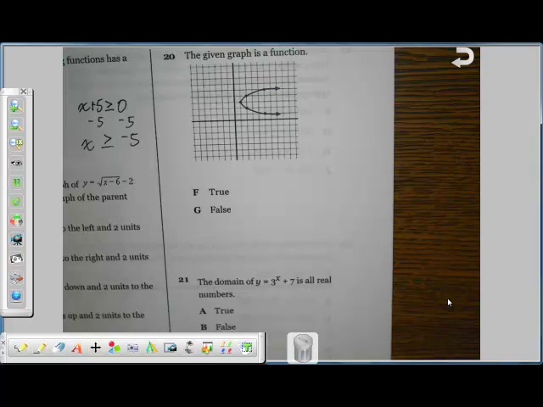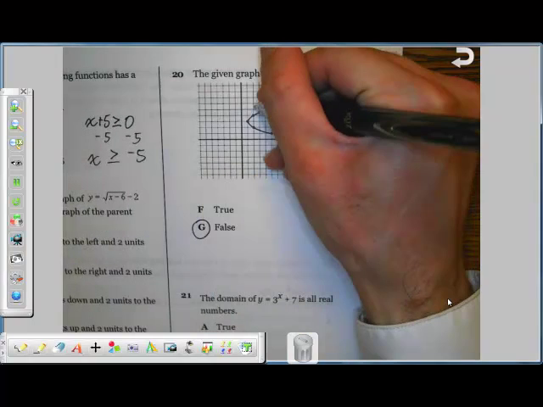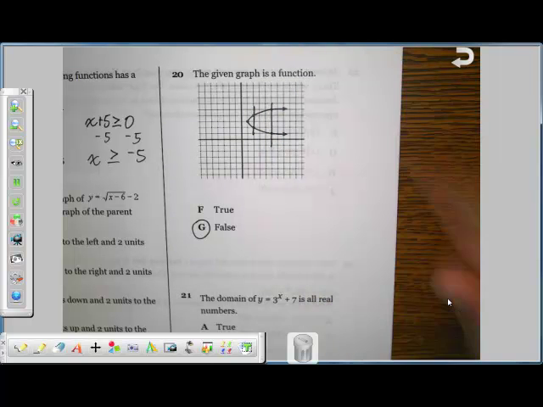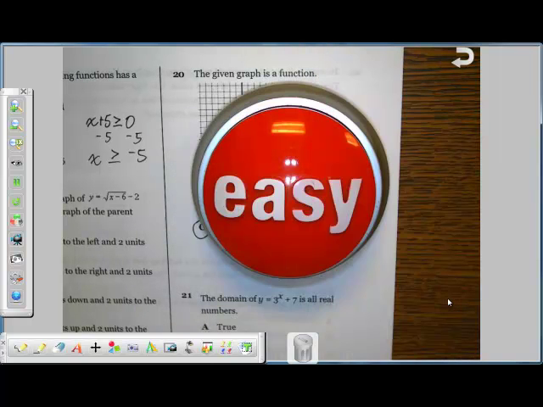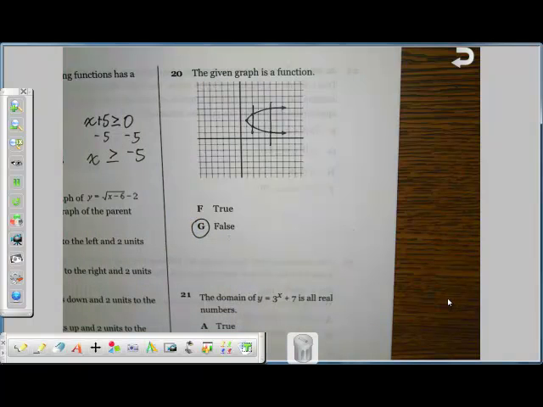Number 20. Is the given graph a function? The answer is false. It fails the vertical line test repeatedly. That was easy. Okay. Last one.